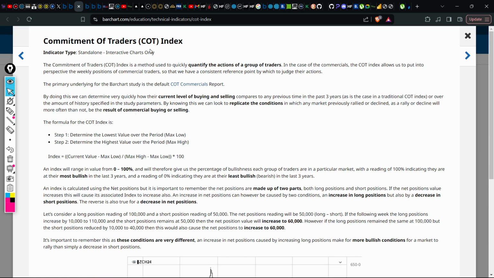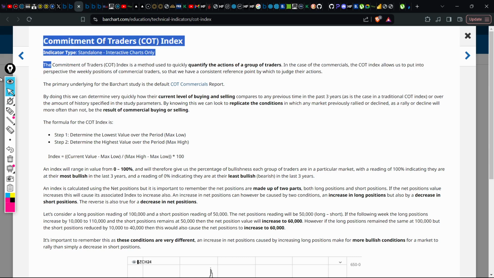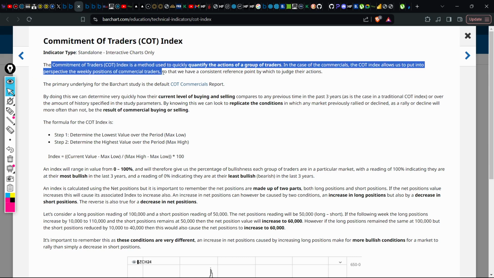Commitment of traders index. Now there's an index for the COT. Index indicator type, these are standalone for interactive charts only. Remember this index, you're going to see it here in the definition. The commitment of traders index is a method used to quickly quantify actions of a group of traders. In the case of the commercials, the COT index allows us to put into perspective the weekly positions of commercial traders so that we have a consistent reference point by which to judge their actions.